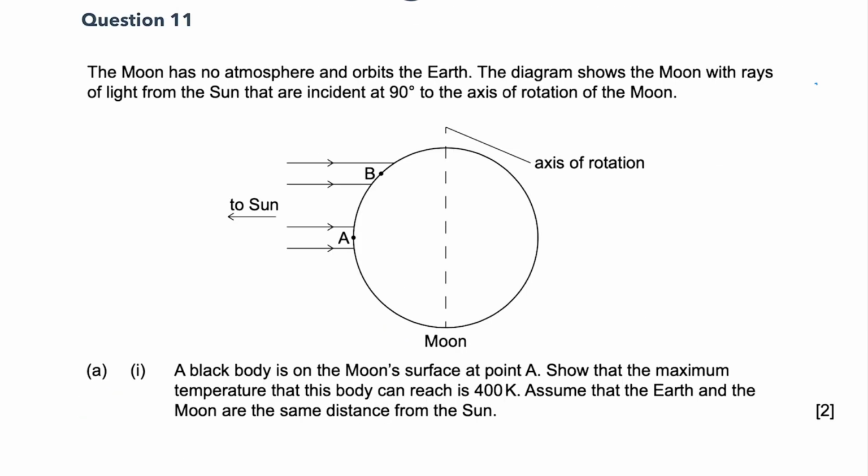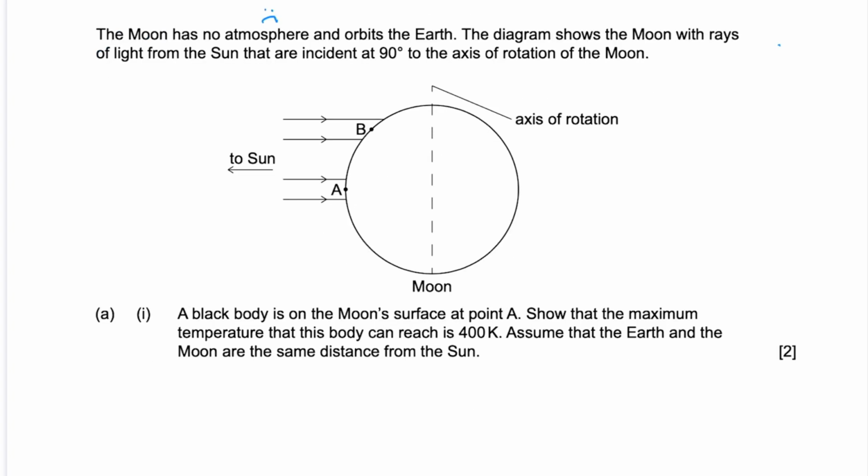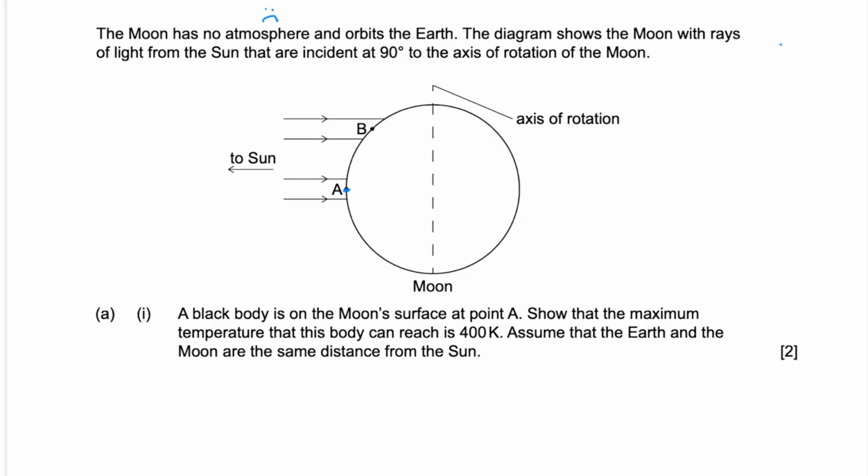Question 11. The moon has no atmosphere, and that's why it's a terrible place to go for a party. Boring. And it orbits the Earth. The diagram shows the moon with rays of light from the sun that are incident at 90 degrees to the axis of rotation of the moon. A1. A black body is on the moon's surface at point A. Show that the maximum temperature that this body can reach is 400 Kelvin.